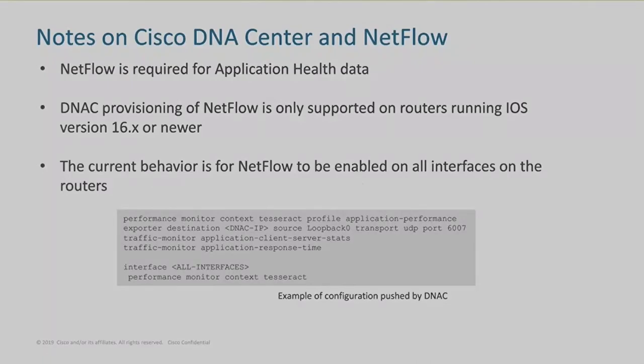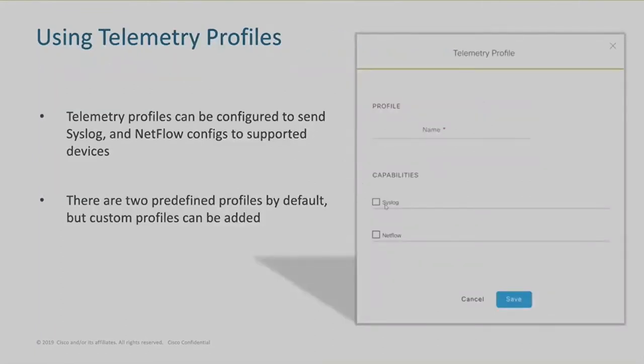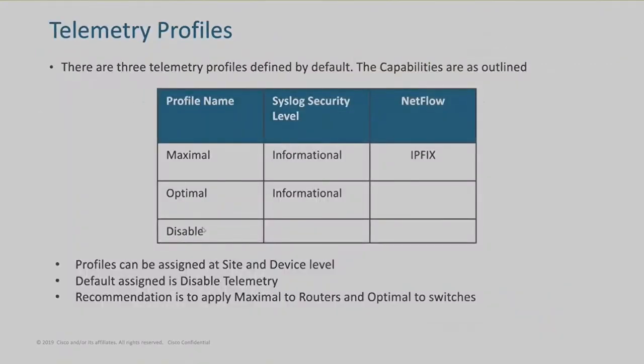Okay, AirOS application visibility. All right, so look forward to that. There are three profiles available by default: optimal, maximal, and disabled. Disabled is the default for routers and switches. Optimal is the recommended for switches, and it only gives you syslog.